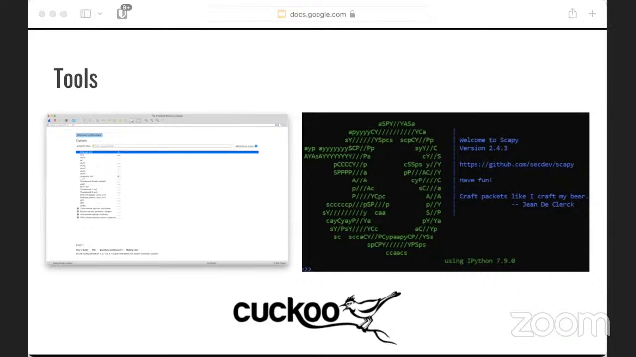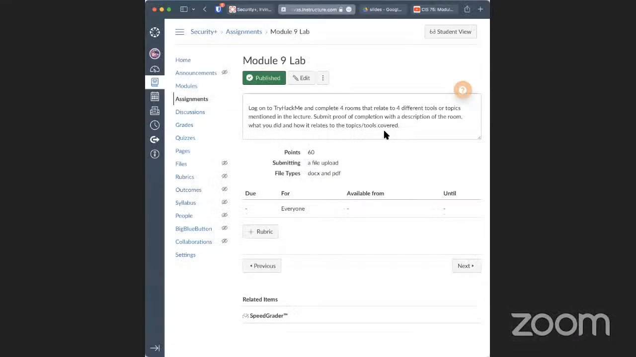And the best way to do that is by actually playing with the tool, which is why in the work this week, I was much more vague than usual and just said, find four rooms that relate to four different tools or topics that were mentioned in chapters 11 and 12. Again, put your hands to the keyboard in TryHackMe, knock out some rooms, at least four, that relate to things like Scapy, Wireshark, Nessus, Nmap, theHarvester. Play with those tools in that hands-on environment, because that will be quite beneficial when you see those tests.